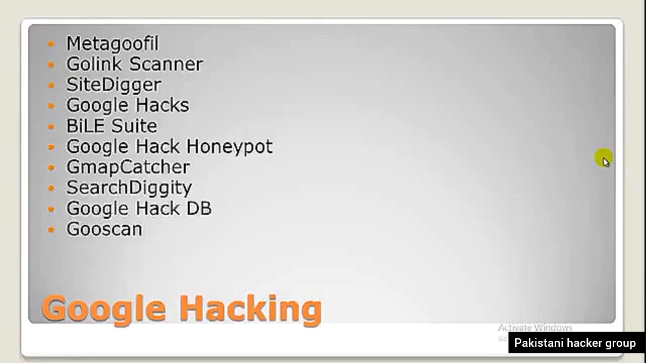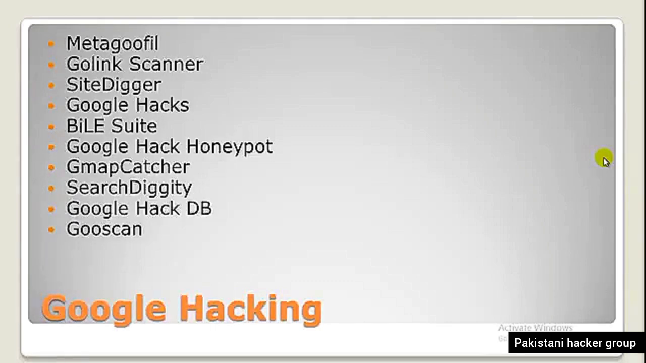Then we have Google Hack Honeypot, which is the reaction to a new type of malicious web traffic actually, and it is a search engine for hackers. You can check it at ghh.sourceforge.net. And GHH implements the honeypot theory to provide additional info security to your web presence. We have Gmapcatcher, Search Diggity, Google Hacking Database, as I showed you, and finally the GooScan.